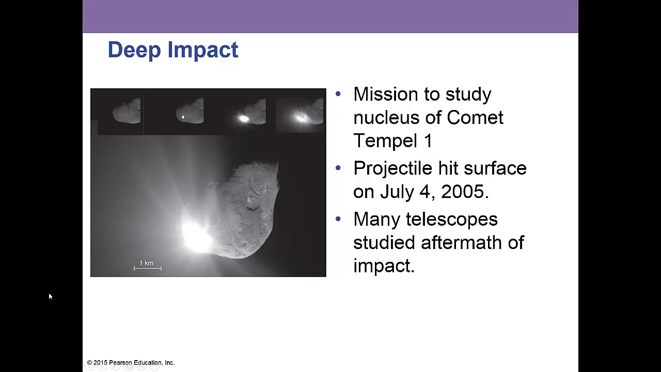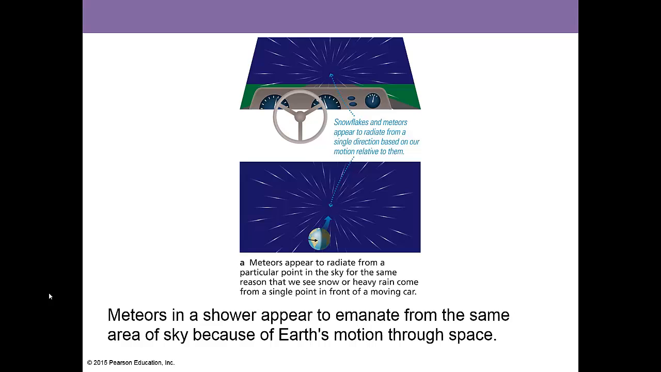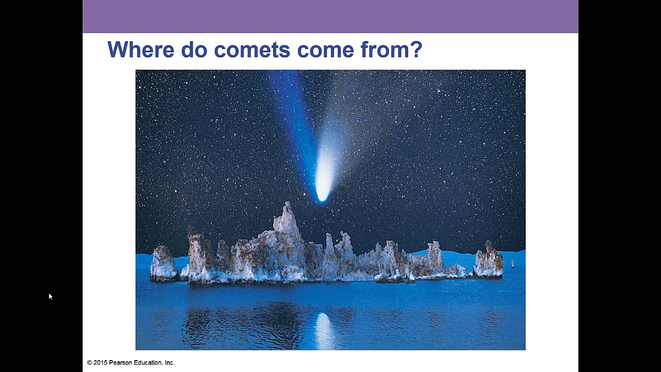This hit July 4th, 2005. Well, comets eject small particles that follow the comet around its orbit and cause meteor showers when the Earth crosses that comet's orbit. And we see a meteor shower about once a month. Meteors in a shower appear to emanate from the same area of the sky because of Earth's motion through space.